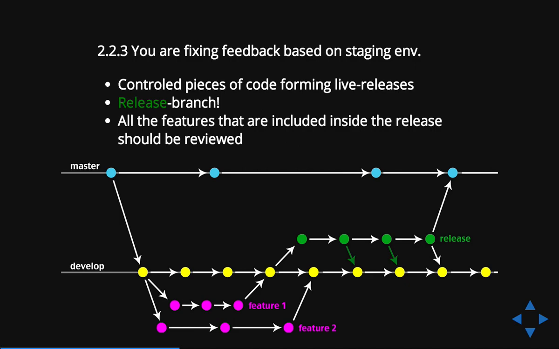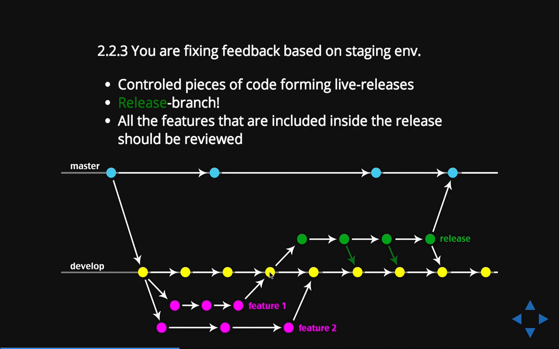a release branch. The release branch is basically a concept of putting controlled pieces of features or code or changes live or ready for controlled feedback. So in this example, we have feature 1 that's merged into develop, and then we say, okay, let's just create a release branch. I don't know if you can see this. Yeah, let's just create a release branch on this commit.